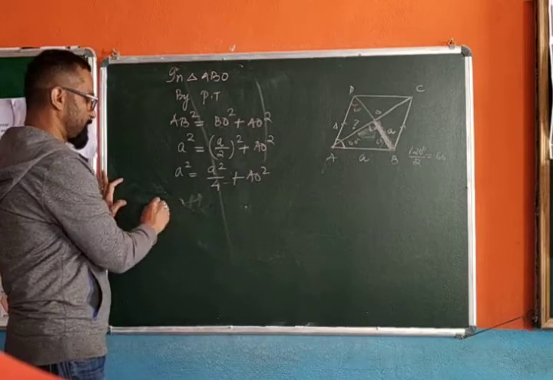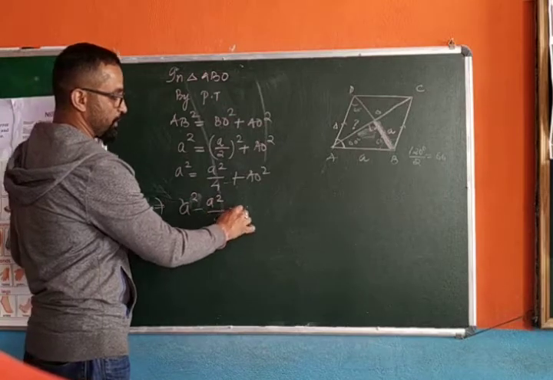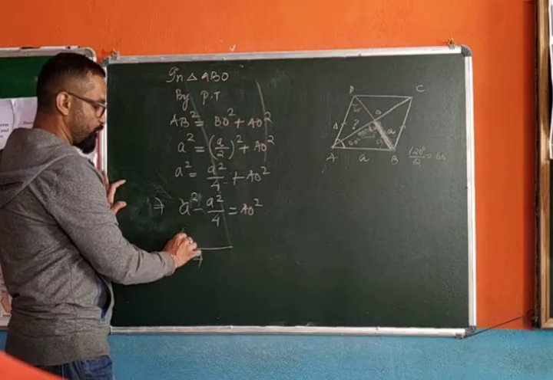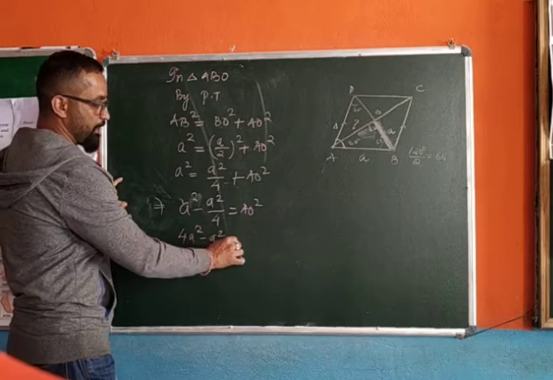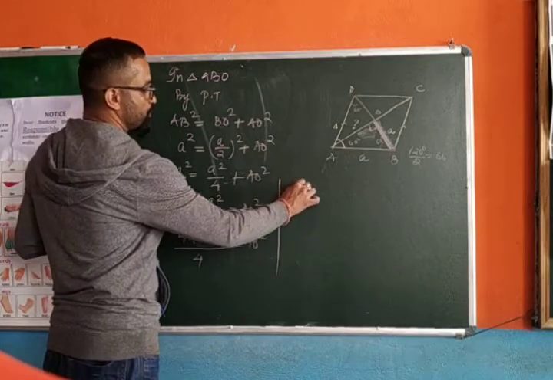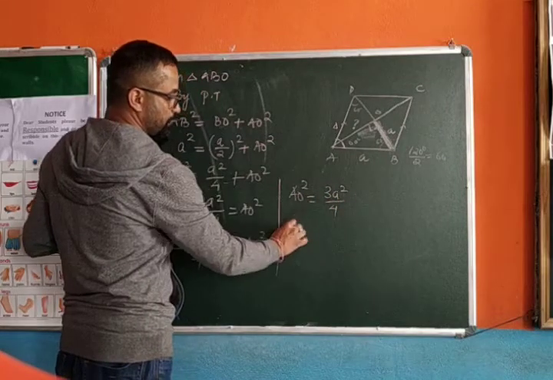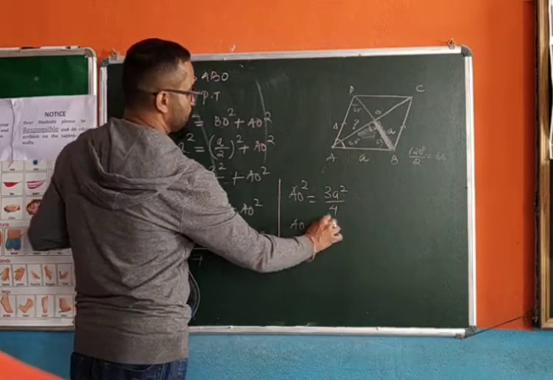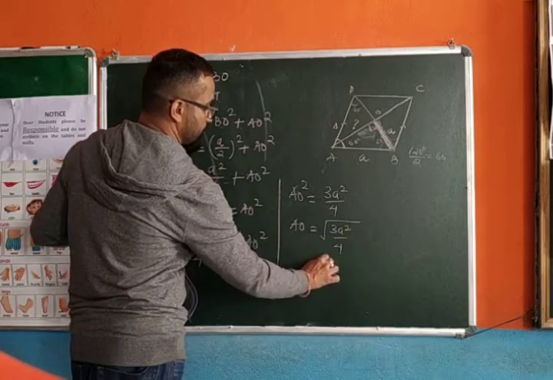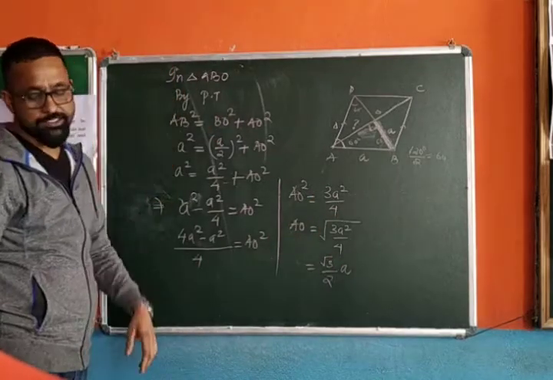A square equals A square divided by 4 plus AO square. Make AO the subject of the formula. A square minus A square divided by 4 equals AO square. Take LCM 4, you get 4A square minus A square equals AO square. Therefore, AO square is equal to 3A square divided by 4. The length of AO is equal to the root of 3A square divided by 4, which can be written as root 3 by 2 A. We know the side.